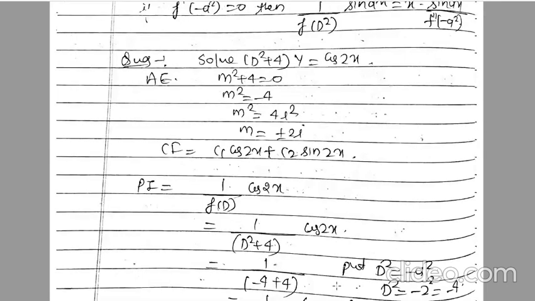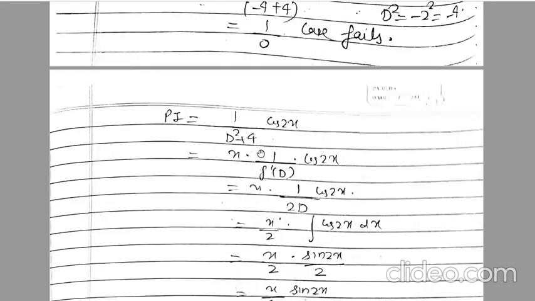Now for the particular integral, the particular integral will be 1 upon f(D) cos 2x. So 1 upon f(D) means 1 upon D square plus 4, cos 2x. So D square you will write minus 4 plus 4, then you are getting 0. That means the case fails. So what will you do? You will just multiply by x, then 1 upon f dash (D) cos 2x. So D square plus 4 differentiation with respect to D: D square differentiation is 2D, 4 differentiation is 0, so 1 upon 2D cos 2x, and x by 2.